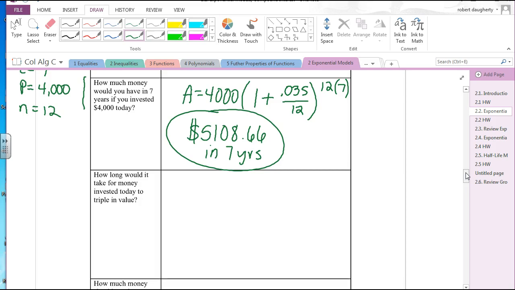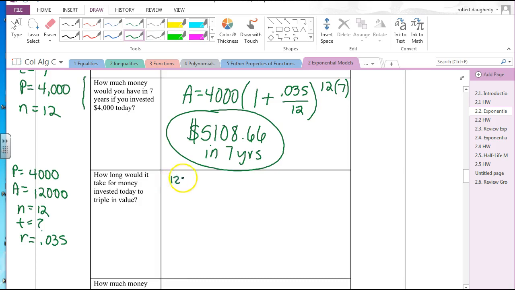How long would it take for the money to triple, okay? So that means I'm going to start with 4,000 as my principal. When it triples, how much money will I have? 12,000, okay? Everything else is just the same. N is equal to 12, time is what I don't know, and the rate is still 0.035, okay?